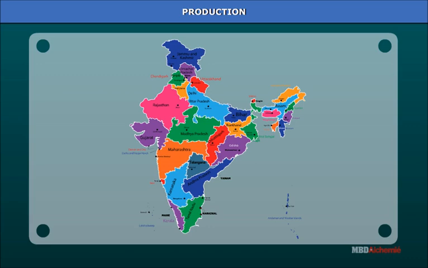Distribution of iron ore deposits. Magnetite and hematite reserves are found in many states, but Jharkhand and Odisha produce about 75% of total production of this iron ore in India. This is called the Iron Ore Belt of India. Major steel plants of India are located in this region.